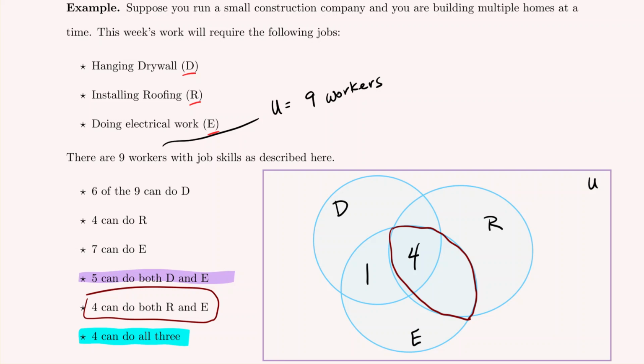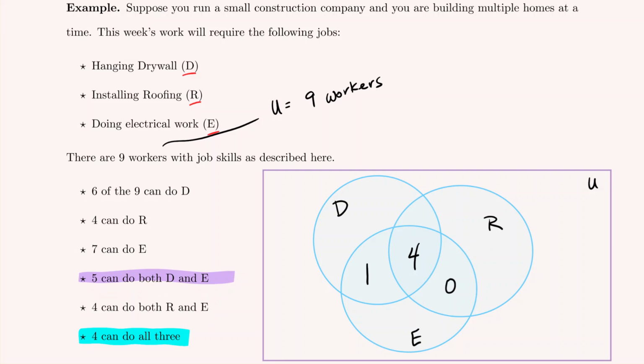So in all, 4 individuals we were told could do both roofing and electrical. However, we already have 4 individuals listed as part of the roofing and electrical overlap. It just so happens that the 4 individuals who can do roofing and electrical can also do drywall. So there's no individuals who can do only roofing and electrical. So what we'll do here is we'll put a 0 in order to make it clear that we've dealt with this section. There's no individuals who have only these 2 skills, but the 4 people who can do roofing and electrical also can do drywall.